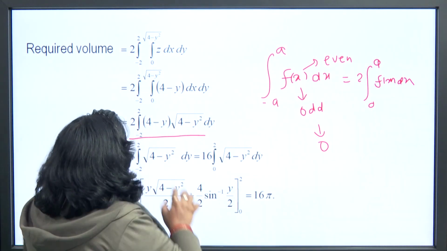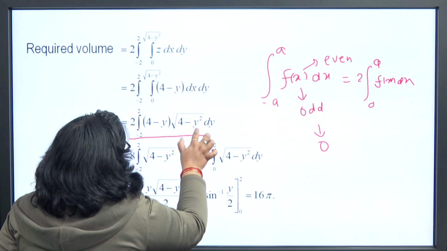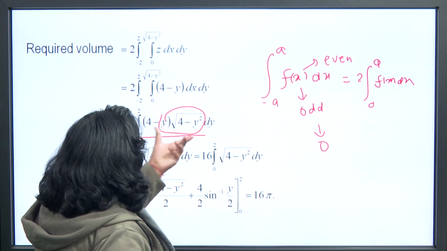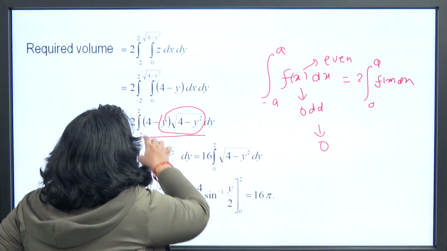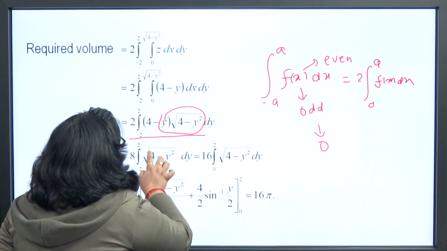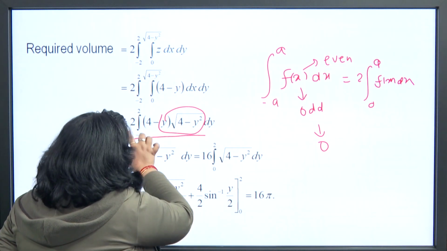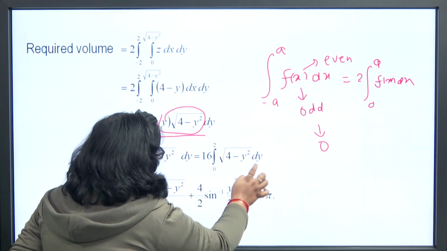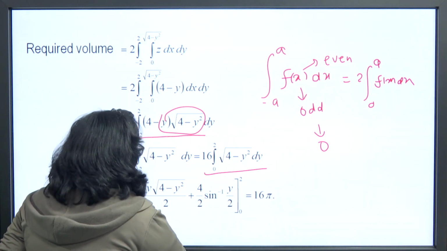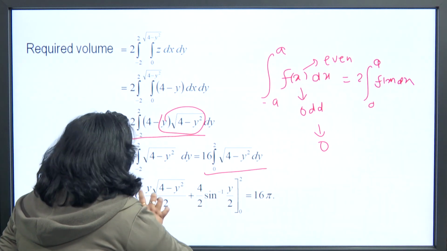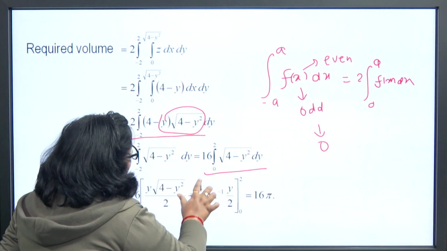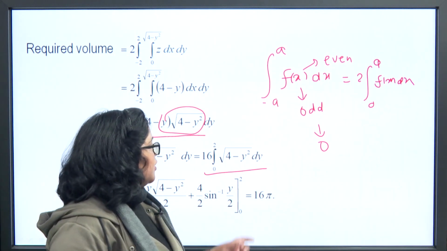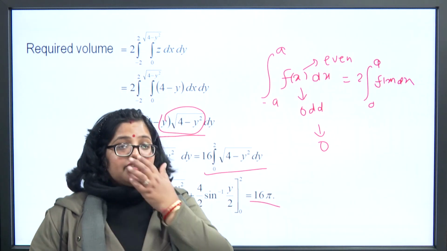So, we separate this: 4 times under root 4 minus y square, and the other part is an odd function. So, its integration goes to 0, and this is 4 times 2 times the integral from 0 to 2 of under root 4 minus y square dy, which is 8 times the integral. We integrate with respect to y. We know the formula: y under root 4 minus y square by 2 plus 4 by 2 sin inverse y by 2, and put the limit 0 to 2. That is the required solution, 16 pi.